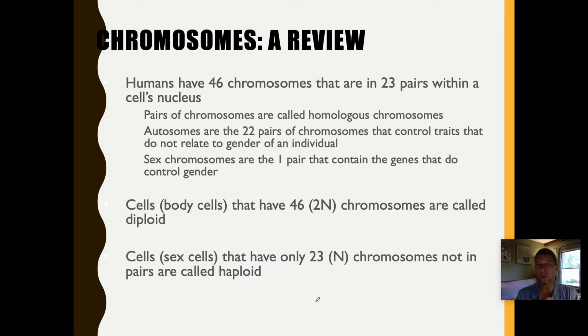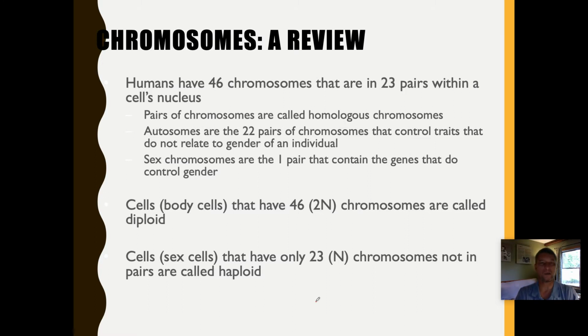Now, the pairs are what we call homologous chromosomes. Let me try to make it a little simpler. Let's say you have two copies of chromosome number one, and one of those came from your mother, and one of them came from your father. You have two copies of chromosome number six. One of them came from your mother, and one of them came from your father. You have two copies of chromosome number 17. One of them came from your mother, and one of them came from your father.